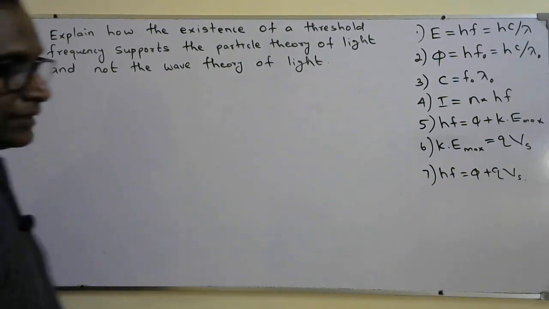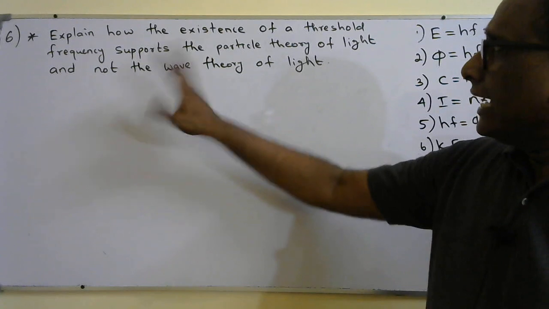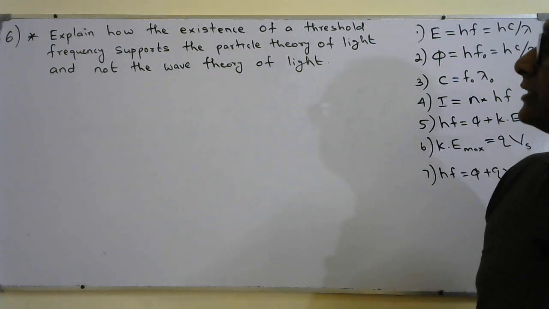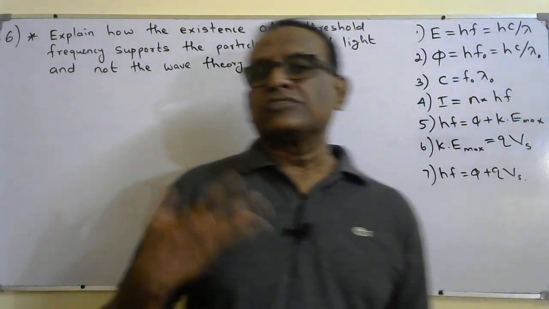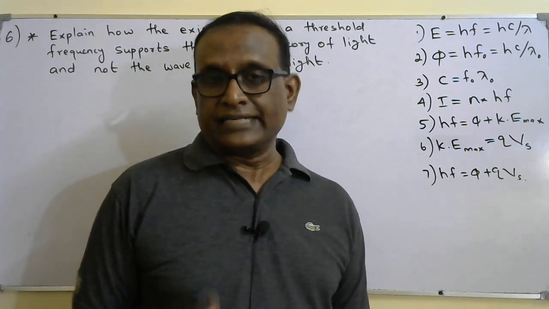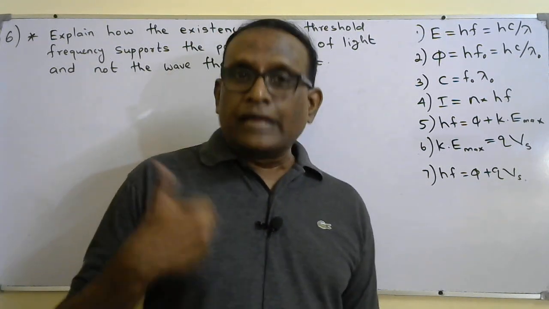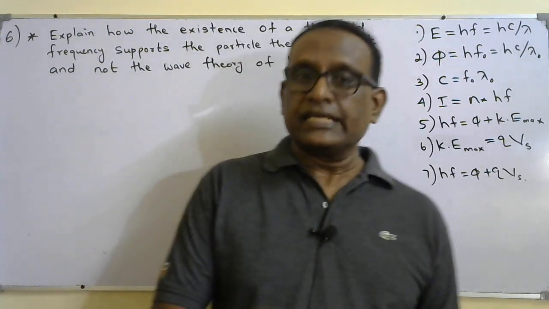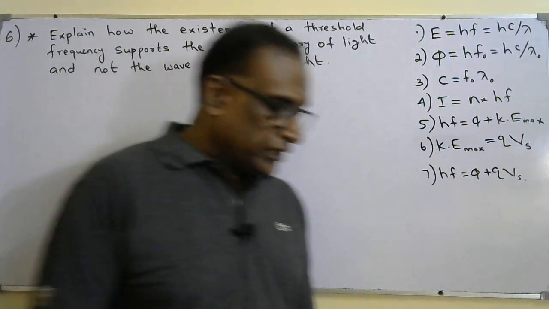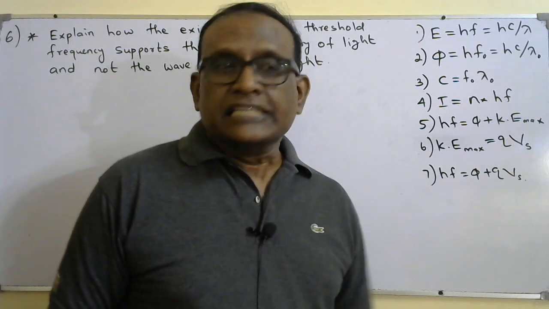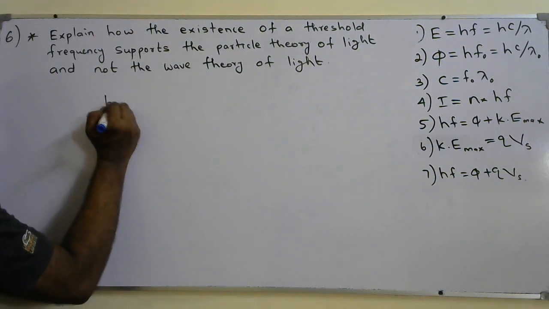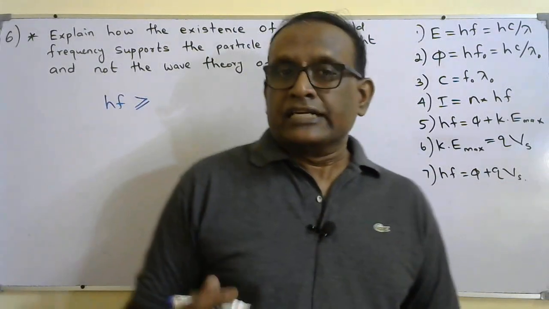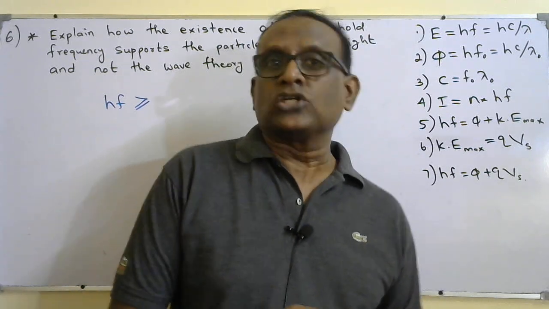Okay, this is also a past paper question, but I already explained. Explain how the existence of a threshold frequency supports the particle theory of light and not the wave theory of light. First you should say what's the failure of wave theory. According to the wave theory of light, any frequency of radiation should be able to remove electrons from the metal, but it was not observed. Then you should say, according to the particle theory of light, to remove an electron, the energy of the photon, which is given by HF, must be greater than or equal to the minimum amount of energy required to remove the electron from the surface of the metal, called the work function.